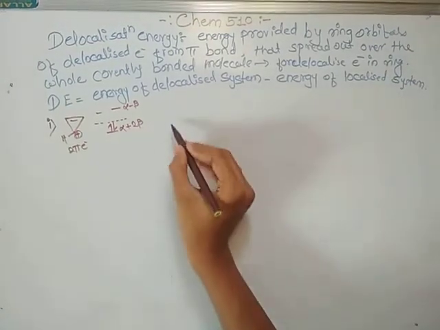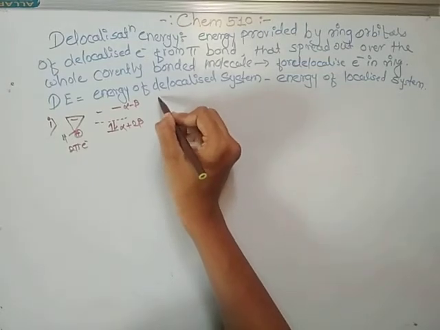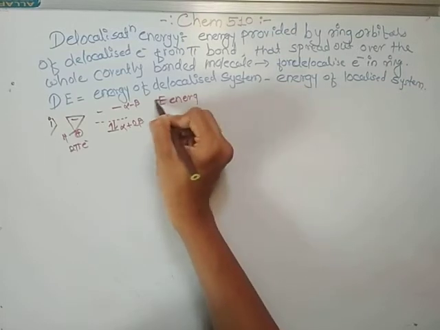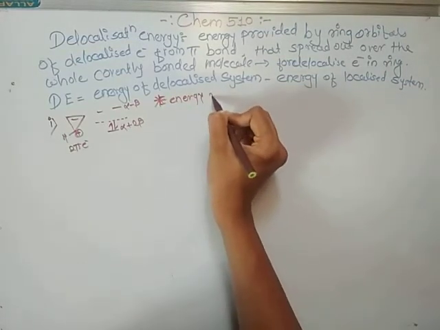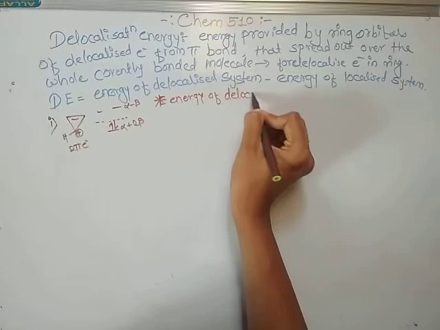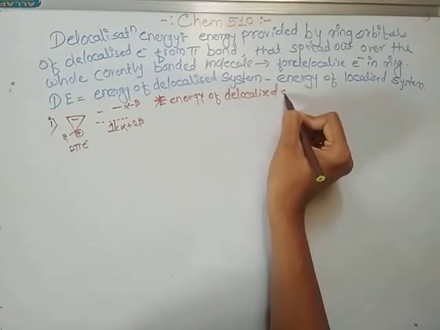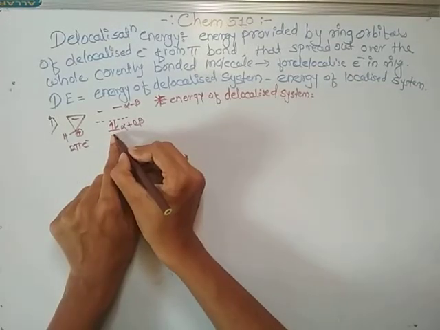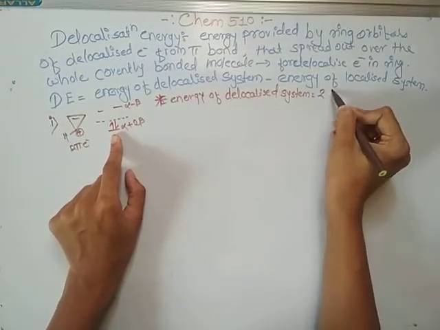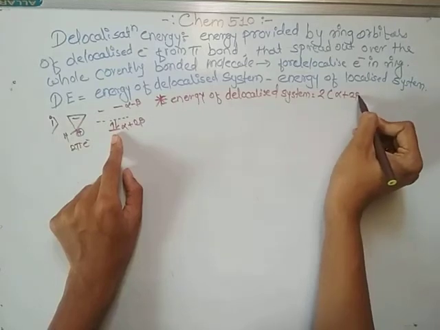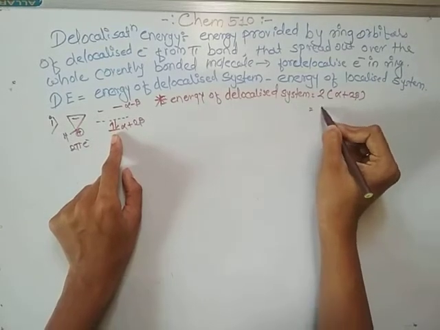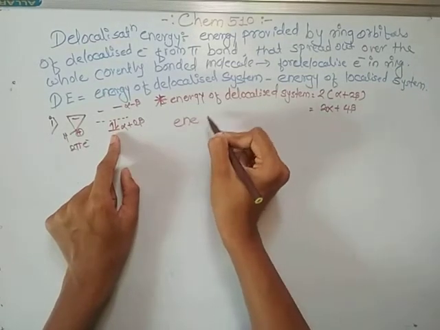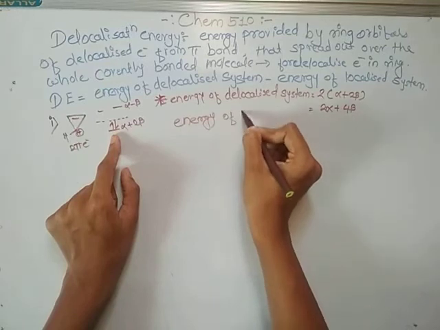Now, how you can calculate the energy of delocalized system: here 2 electrons are present, so 2 into alpha plus 2 beta is equal to 2 alpha plus 4 beta.